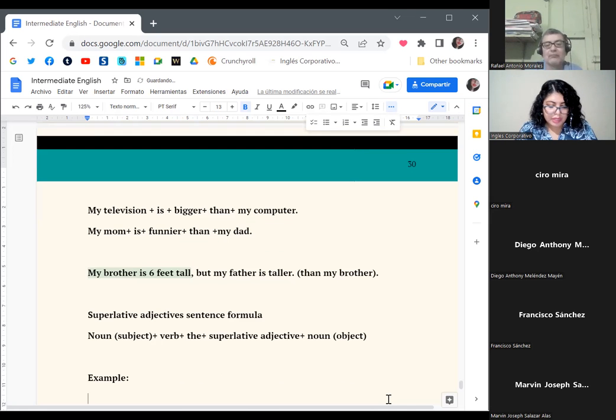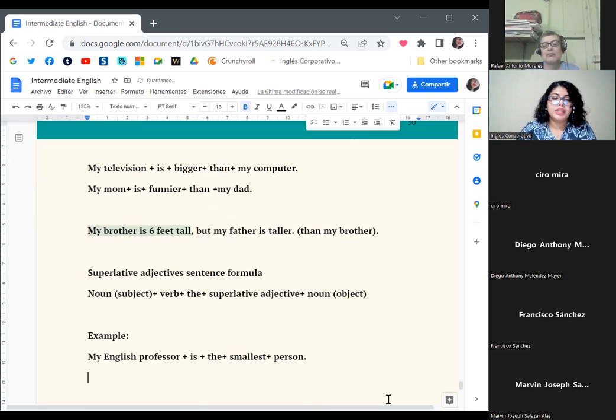And it says, my English professor, that is the noun or subject, plus the verb, in this case be, is, plus the, plus the superlative adjective, smallest, and plus person. So we have all the elements of the formula or structure. My English professor is the smallest person. So just like comparative adjectives, the object of comparison can sometimes be left out, the same as with the first thing that we have about the comparison. Also, we can create it in superlative when we have the context of the information that we are given.